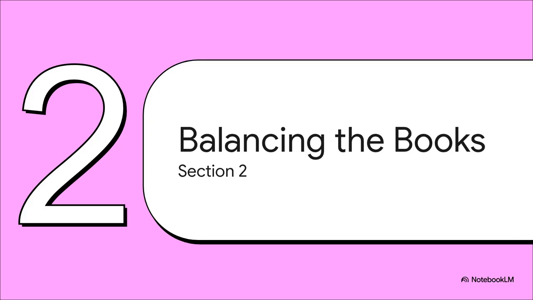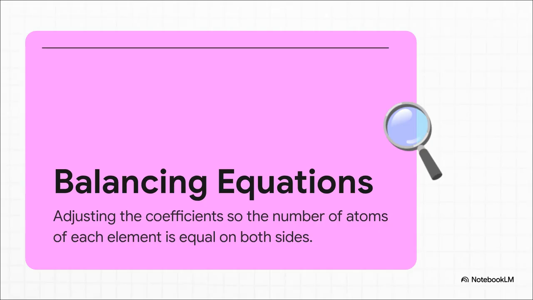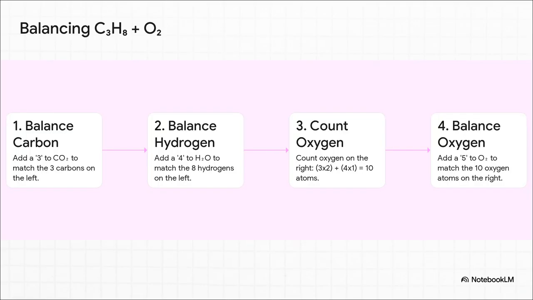Okay, so we know we have to follow this golden rule. But how? How do we actually do it? Well, that brings us to the next tool in our toolkit. This is how we do that atom accounting we were just talking about. It's all about balancing equations. And what that means is we're just adjusting these big numbers in front of the molecules. We call them coefficients. This part is so important. We're changing how many molecules there are, not what the molecules are. Big difference. Let's walk through an example.